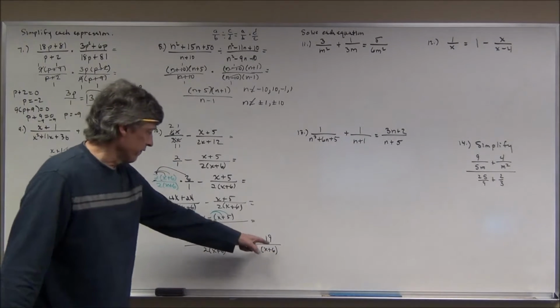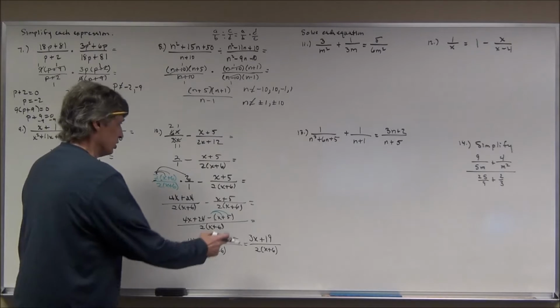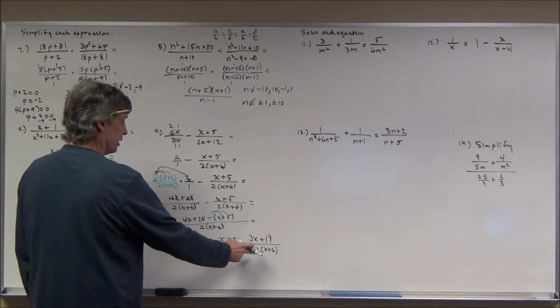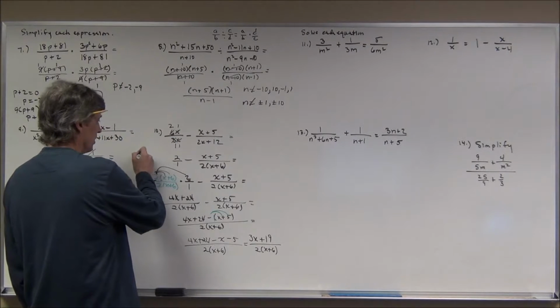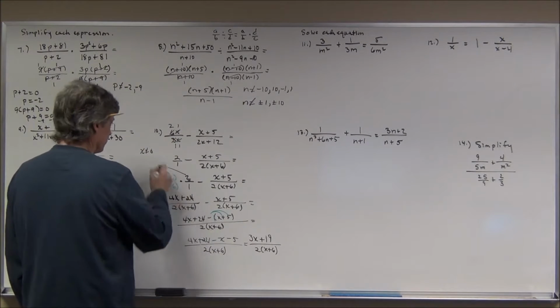That numerator is not going to factor. There's nothing that cancels out. So that's your guy right there. And there is one restriction. Well, there's a restriction here on the x. X can't be 0. And x can't be negative 6.